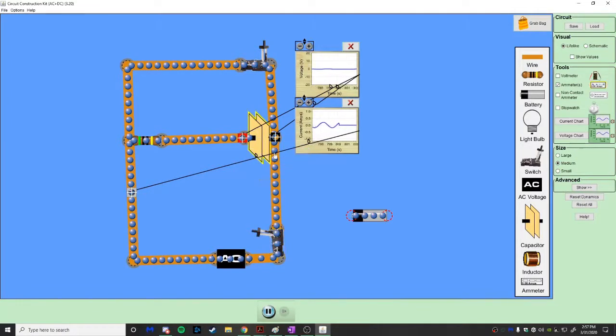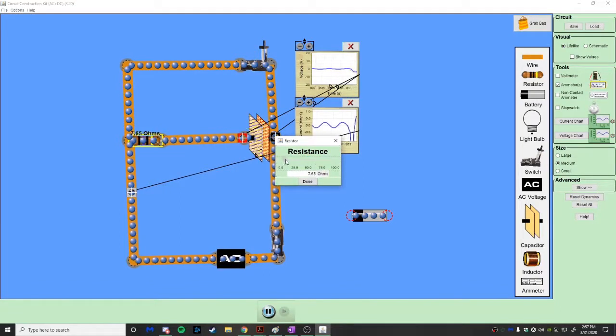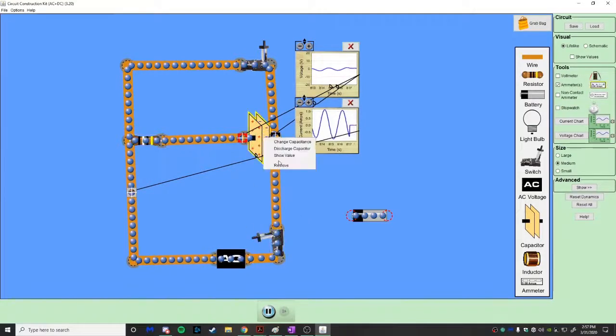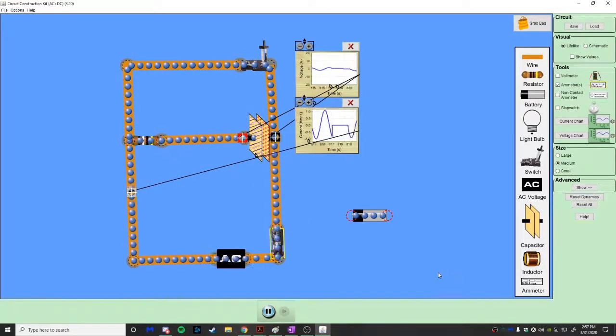Here. Let me try this again. There we go. It's kind of doing it. Maybe I need to lower the resistance. That's what I want to do. Okay, there we go. So you can actually see what's going on. And then I want to open this, discharge this, and close this.